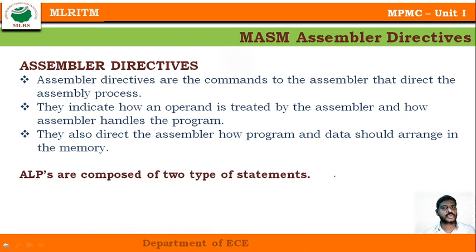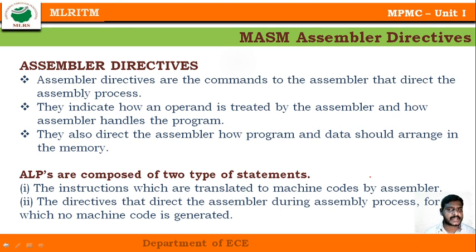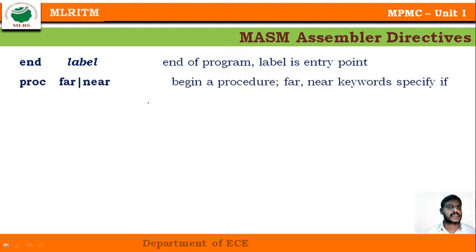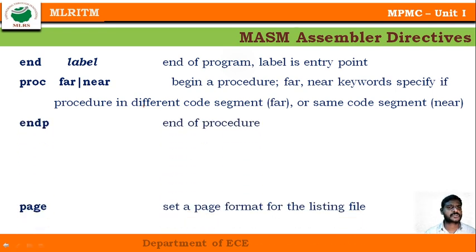So compare the two kinds of statements. The instructions are translated to machine code by an assembler, while the directives direct the assembler during an assembly process, and no machine code is generated for them. Some of the assembler directives: END is the end of the program, which tells that the program ends, without a label. PROC is the starting of your procedure, as we saw earlier. ENDP tells the end of the procedure.